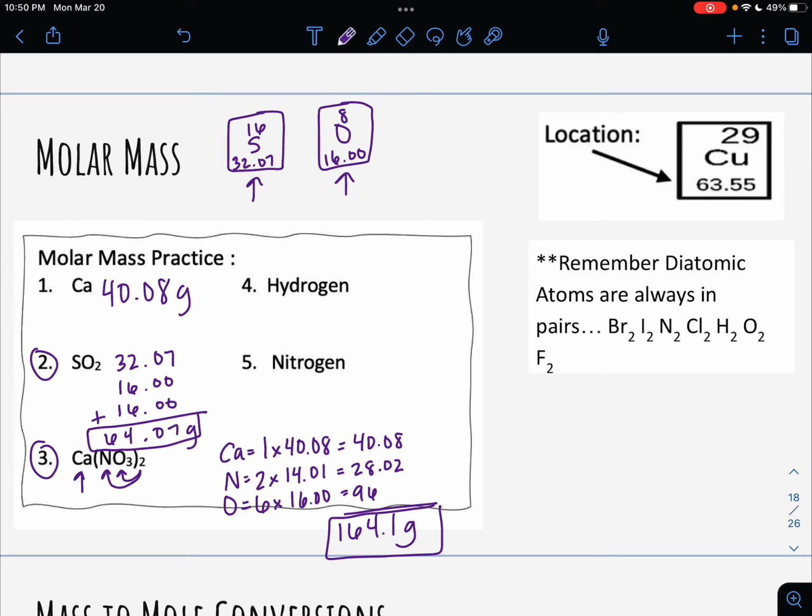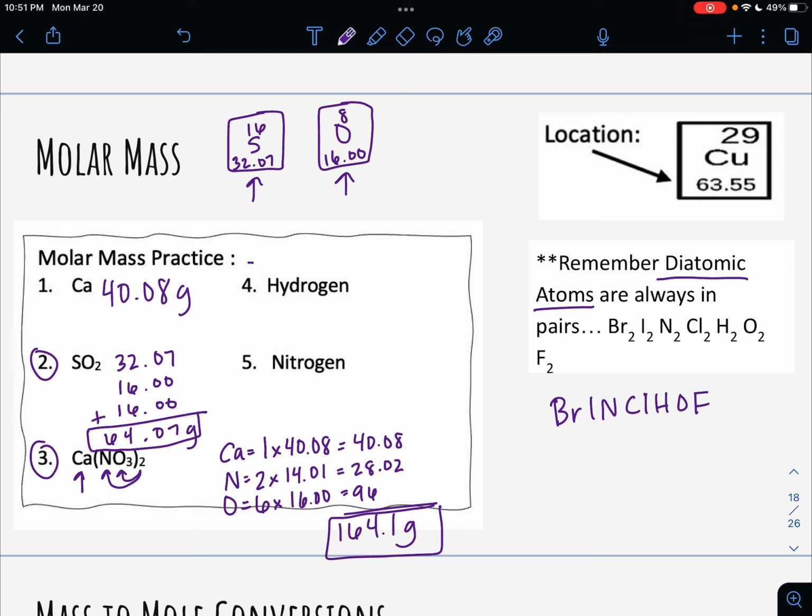One thing to remember, we did talk about this before, is our diatomic atoms. Remember, these are elements that always are paired up together, so they're never going to be separate. I remember these because I made up a word, and it's Brinckerhoff, so I just sound it out, Brinckerhoff. You make it sound like you've got stuff caught in your throat, and it sounds funny, and you won't forget it.